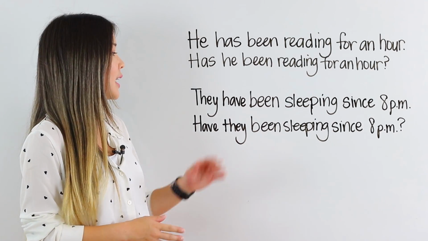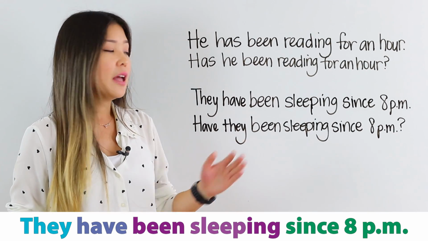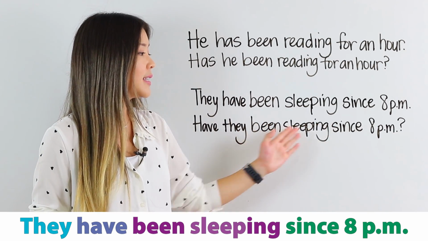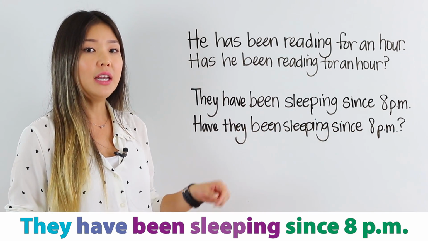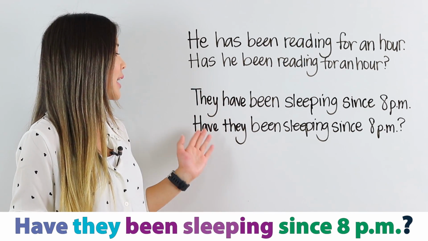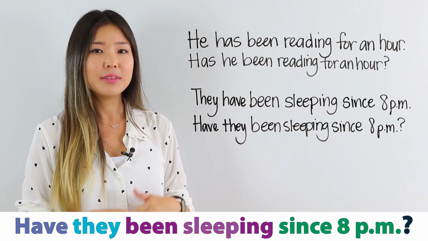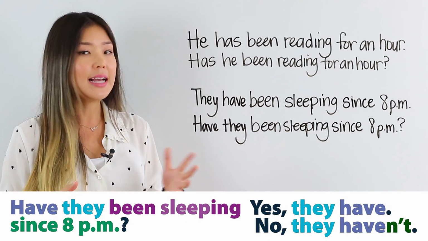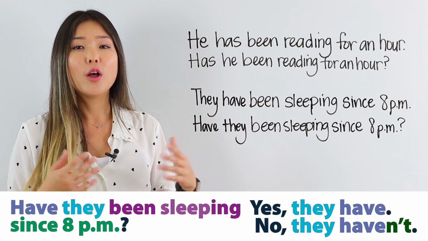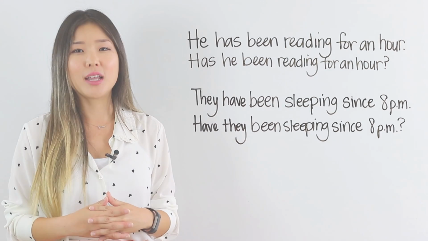The next sentence says, they have been sleeping since 8 p.m. Again, the second part of the sentence stays the same, and in the beginning, we just switch the first two words. They have becomes have they. Have they been sleeping since 8 p.m.? To answer, you can say yes, they have, or no, they haven't. Great job, everybody. Let's move on.